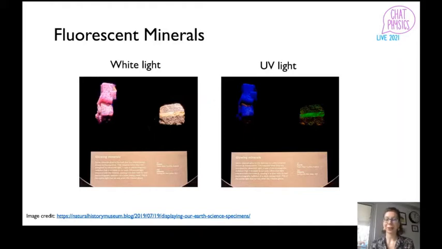The two pictures in front of you are from a display at the Natural History Museum in London. They show examples of fluorescent minerals. The pinkish mineral on the left is fluorite, which is one of the best known fluorescent minerals. It's well known for fluorescing in a blue colour, but has one of the biggest ranges of fluorescence of any mineral.